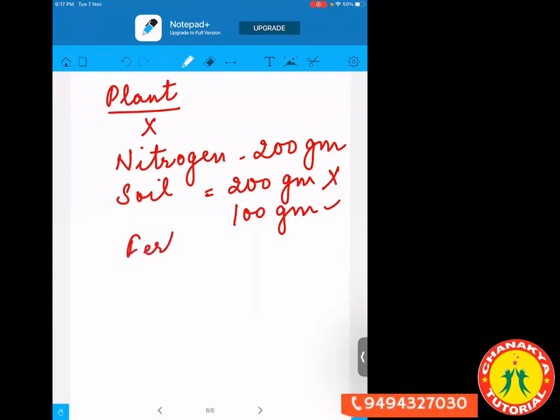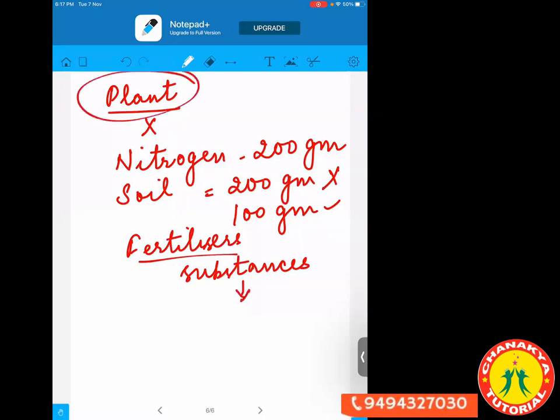We will be providing them fertilizers, and these fertilizers are what? They are substances. And when we add these substances into that plant, what happens? They will be getting the nutrients, whatever they need. Different fertilizers will be there.